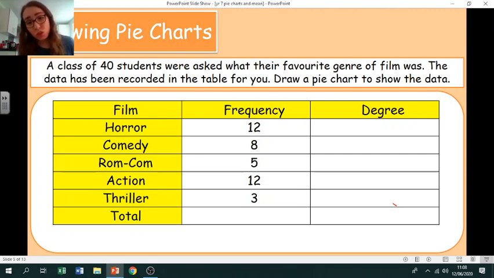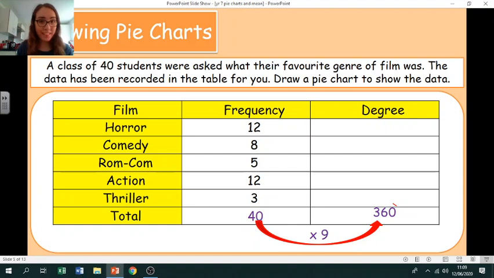So in order to do that, we've got to share out that 360 degrees, that whole circle, in the right proportions. Okay, so the first thing you need to do is see how many people answered it in total. Well, we already know this one is 40, so we add in our total. Okay, we need to think how that total of 40 people then relates to 360 degrees in a circle. Okay, so how do we get from 40 to 360? Think about what you have to times by. Okay, you should get that you have to times that by 9.